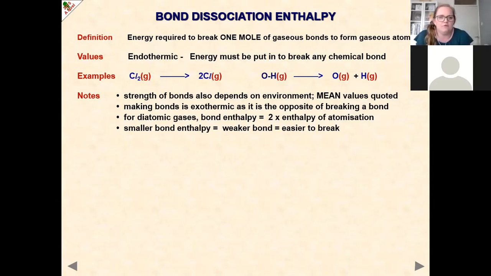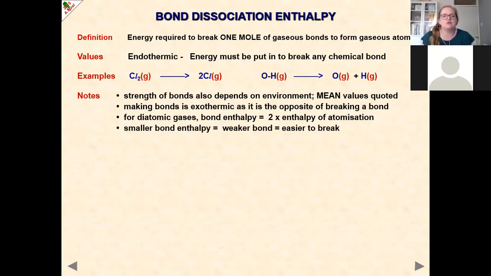What's the average amount of energy that is needed to break these bonds? As we can assume from this, bond dissociation is an endothermic reaction. Therefore, making bonds is exothermic. It's just the opposite of each other. So for diatomic gases, things like chlorine, the bond enthalpy is 2 times the enthalpy of atomization. And a smaller bond enthalpy means we have a weaker bond, which means it's easier to break.